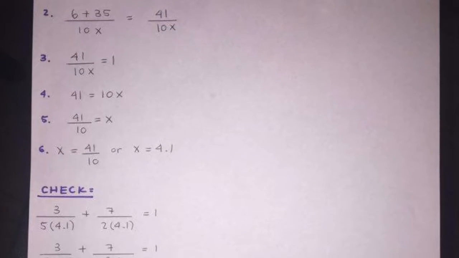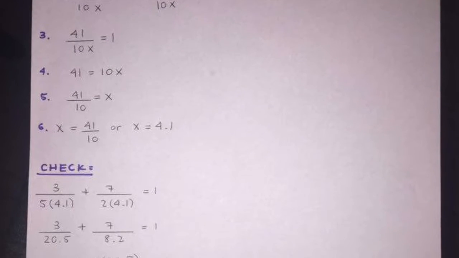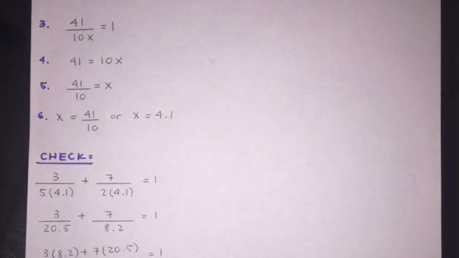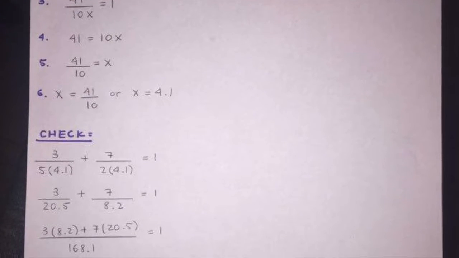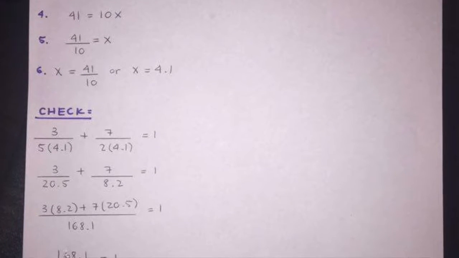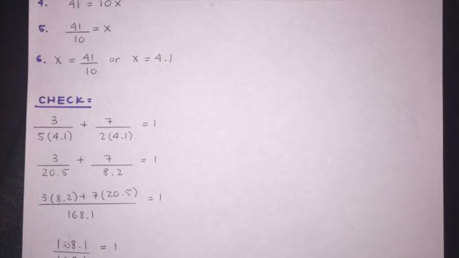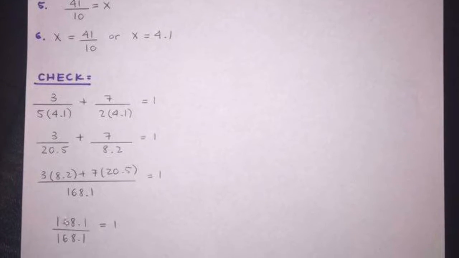Third, now you have a new fraction equal to 1. Fourth, you send the denominator of the fraction multiplying to the other side with the 1. Fifth, you isolate or solve for x by moving numbers to one side and variables to the other side, and you get the value for x.